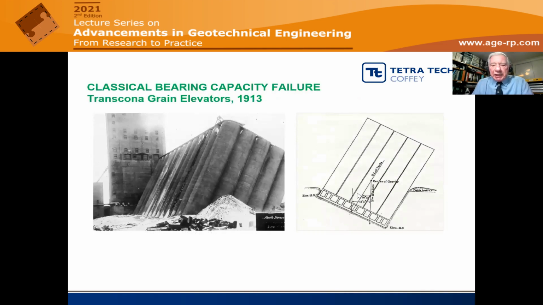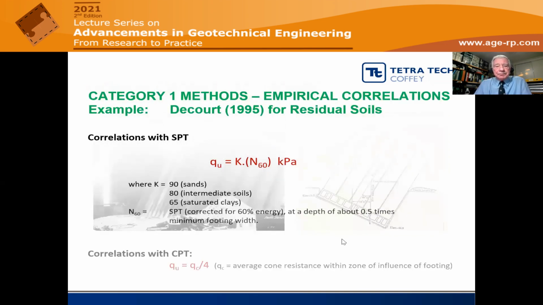This is what we want to avoid. This is a very classic failure, the Transcona grain elevators in Canada more than a century ago. Basically, the load in these grain elevators was more than could be sustained by the ground, which was a clay. And so you had this classic rotational failure. And in fact, there have been some papers written about this that demonstrate that our theories, when properly applied, would have predicted this failure. And I believe that those elevators were subsequently reinstated and are functioning.